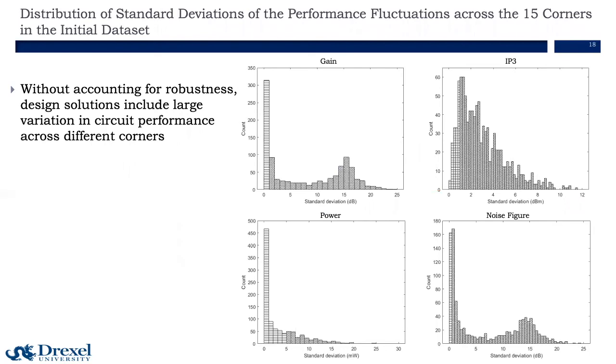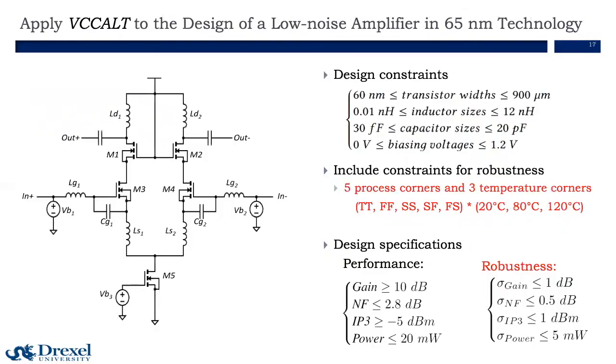On this slide, we see the distribution of the standard deviations of the performance fluctuations across the 15 corners in the initial data set. So we had an initial data set of 1,000 data points. For example, in the top left graph, we have a gain distribution. The x-axis shows the standard deviation. And so basically, no matter what the gain is, there are around 300 data points out of the 1,000 data points that satisfy the robustness specification that if we want to make it to be less than 1 dB.